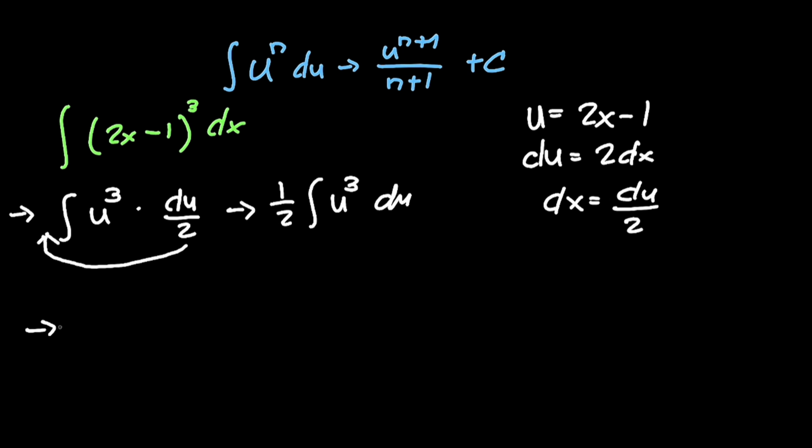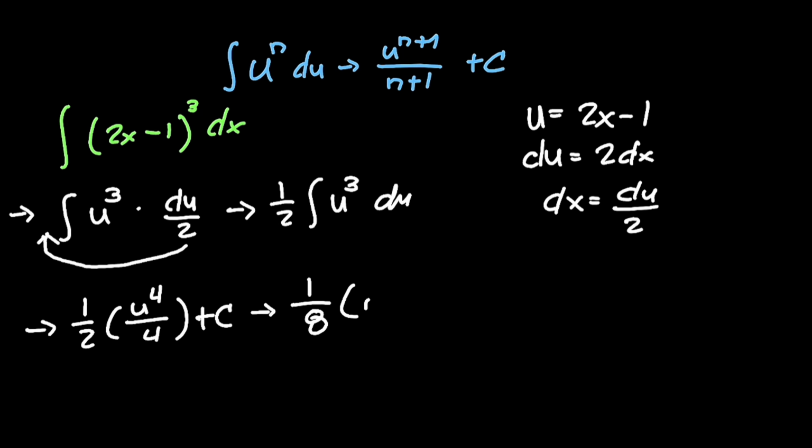Put 1 over 2 outside, so you will get 1 over 2 the integral of u cube du. Now take the integral, you will get 1/2 multiplied by u raised to the power 4 over 4 plus c. Simplifying this, you will get 1/8 u raised to the power 4 plus c. And substitute u back into its original form, which will be 1 over 8 multiplied by (2x minus 1) raised to the power of 4 plus c.